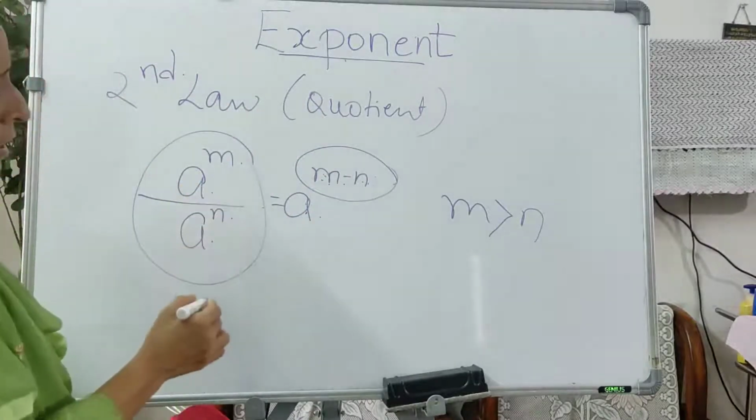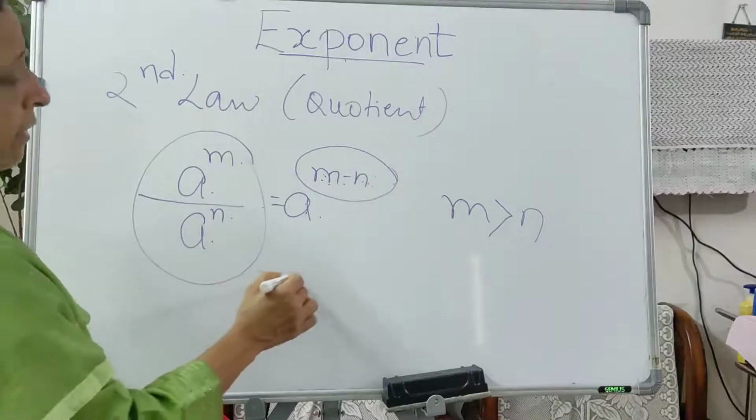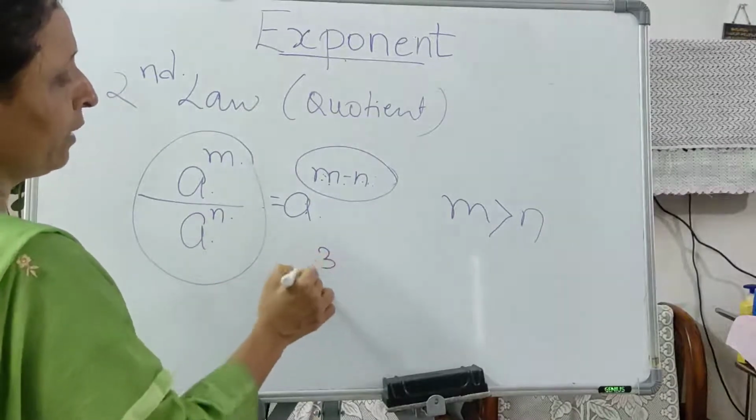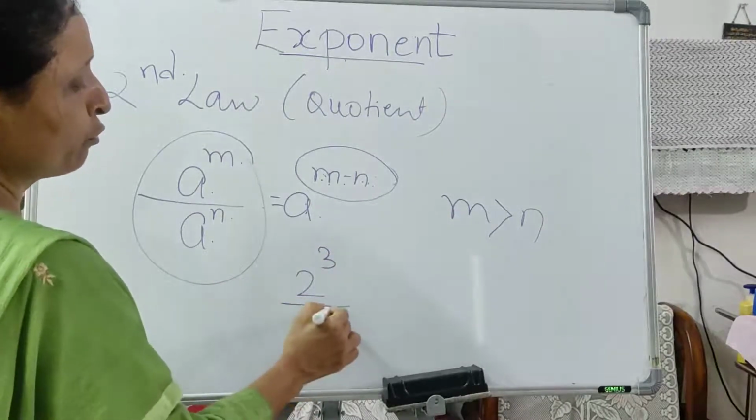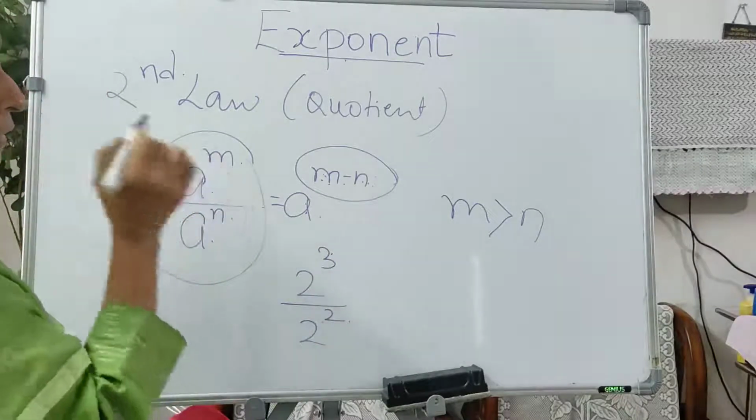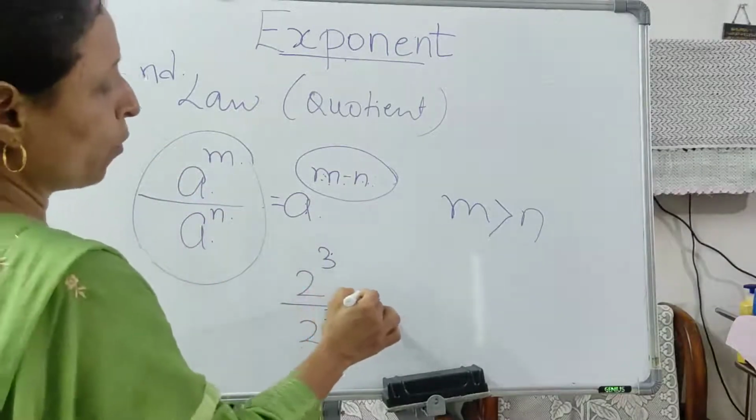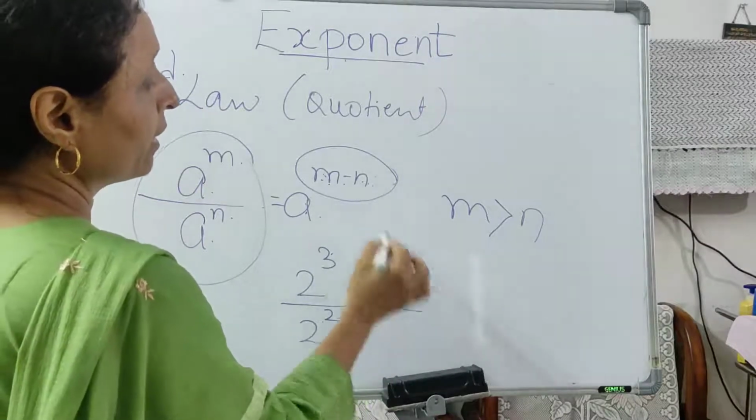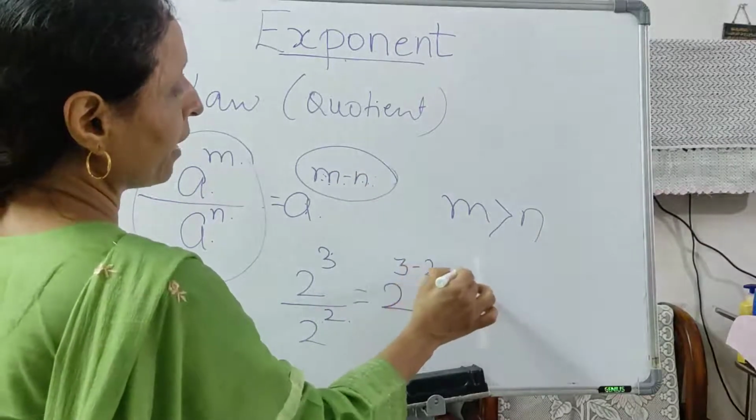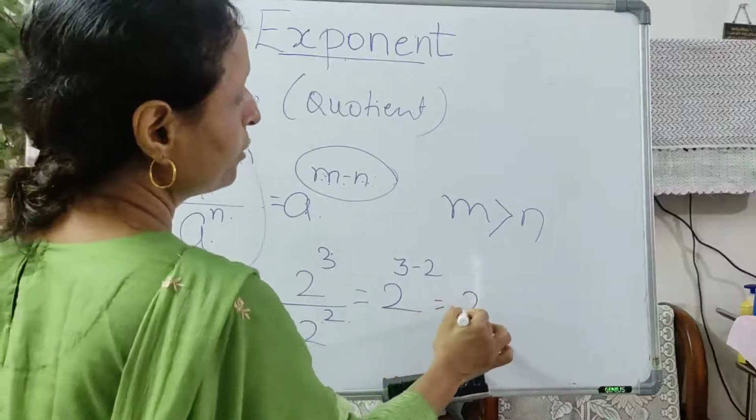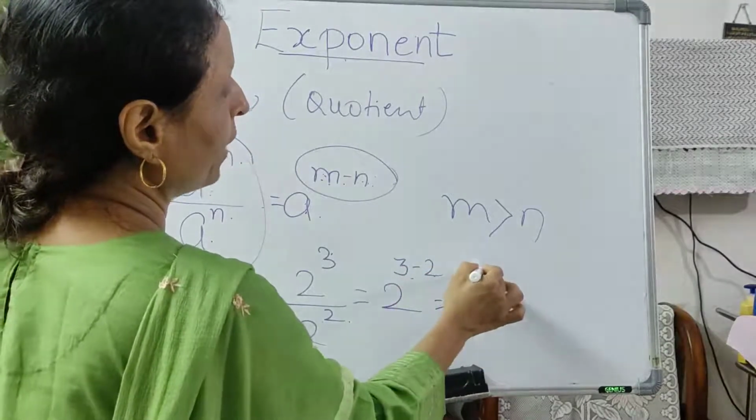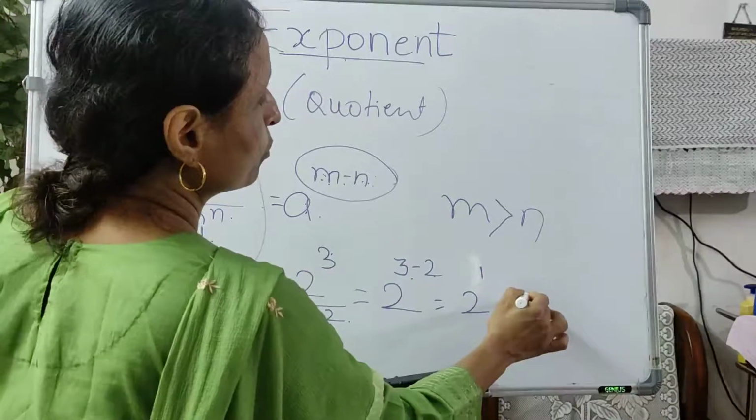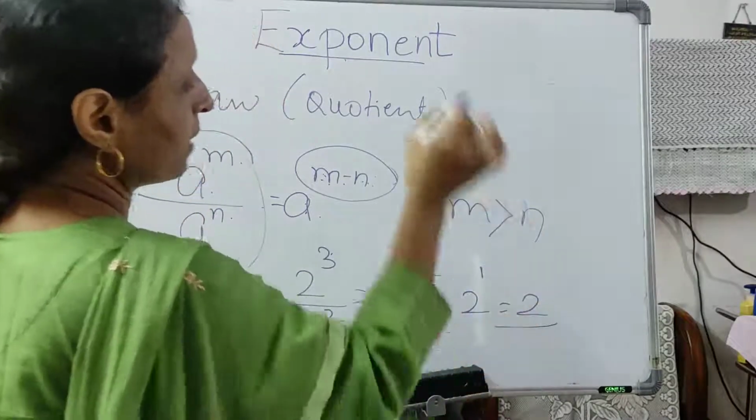Now you can take some examples, like 2 raised to 3 upon 2 raised to 2. 3 is greater than 2. So what I do is take the base the same and subtract the exponents. So I get the answer 3 minus 2, which is 1, and anything raised to 1 is the same number.